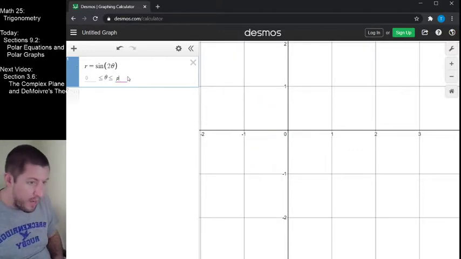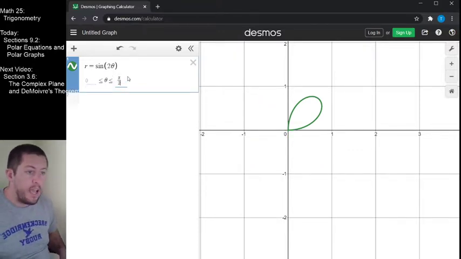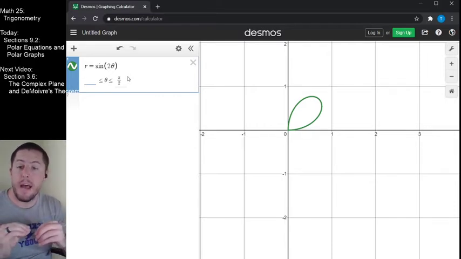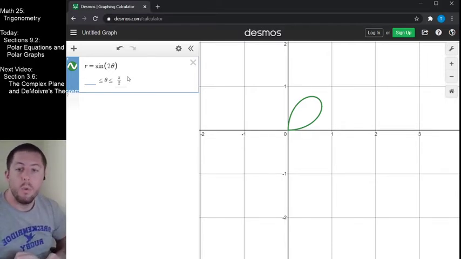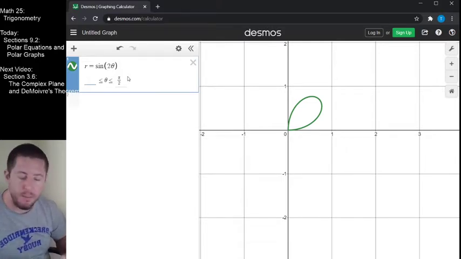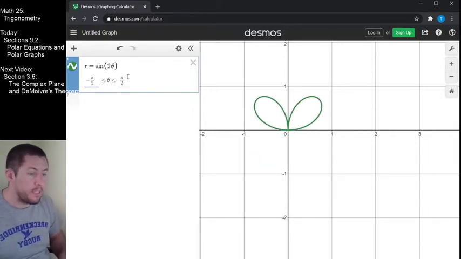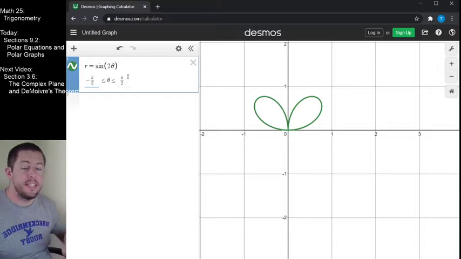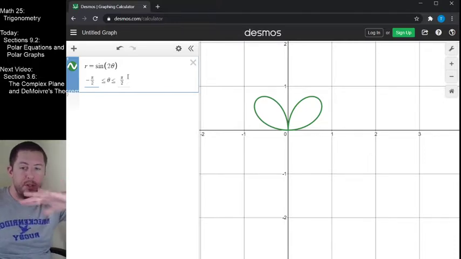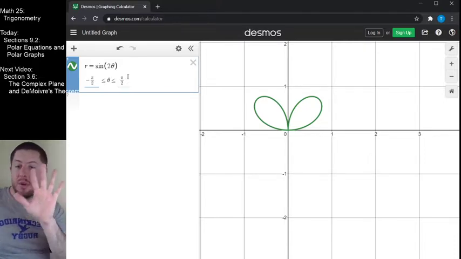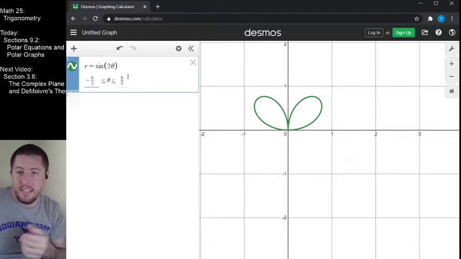Let me do pi halves, and you should notice that we could have swapped this out. So from 0 to pi halves gave us the upper lobe. One of our symmetry tests was to check what happens when we swap this out for negative pi halves instead, so make our theta be the negative instead. If I did negative pi halves to pi halves, then you should see that this didn't actually give us top-bottom symmetry like we expected. That's actually what gave us the left-right symmetry in this case right here.